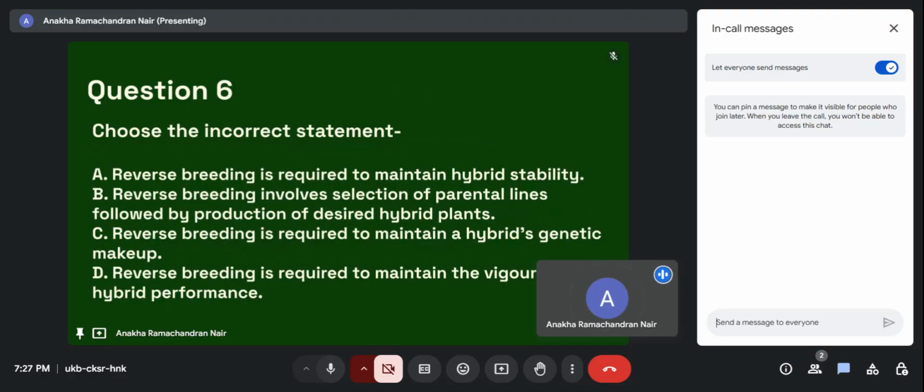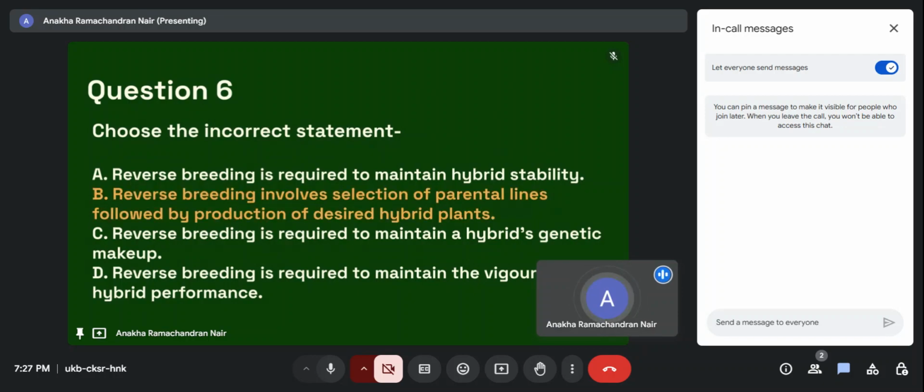Question number 6 is: you have to choose the incorrect statement. There are four options given to you, and you have to choose the incorrect statement from these. Option A is reverse breeding is required to maintain hybrid stability. Option B is reverse breeding involves selection of parental lines followed by production of desired hybrid plants. Option C is reverse breeding is required to maintain a hybrid's genetic makeup. And option D is reverse breeding is required to maintain the vigor of hybrid performance, right? So you have to choose the incorrect statement. Let's see which the correct answer is.